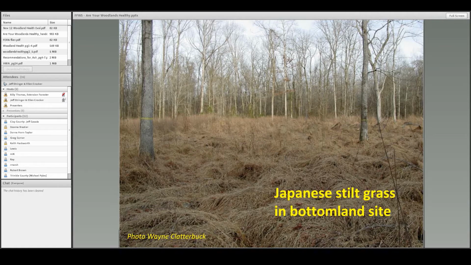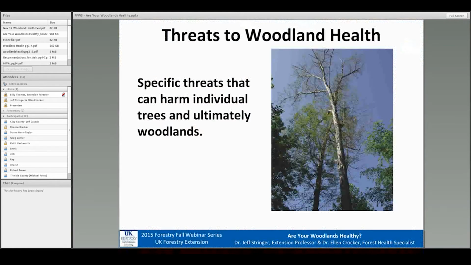Now, so that gives you some idea about when I'm walking out through the woods, those are kind of the things I'm thinking about. I'm assessing the vigor and what's going on in the overstory. I'm assessing what's going on in the midstory, what's down at the ground at the forest floor. Is that woods regenerating or not? So now there are specific threats that can harm individual trees and ultimately woodlands.